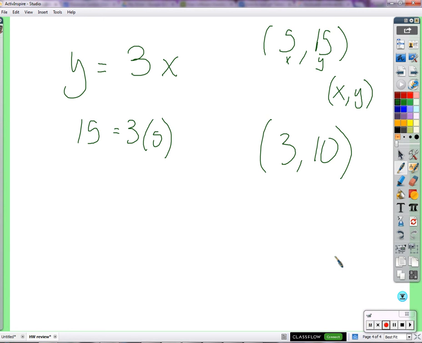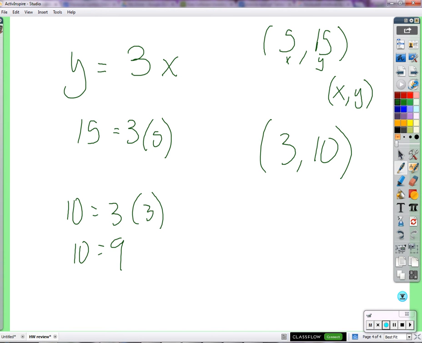Didn't you say no? Why do you say no? Well, I can just see it by looking at it. Because whatever x is, which would be the 3, it times up by 3 for y. So 3 times 3 would be 9. So when I test it and I put a 10 in for y and a 3 in for x, what about this tells me that this point doesn't belong on the graph?